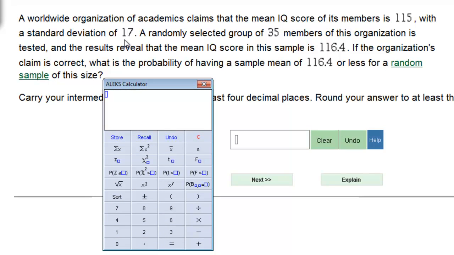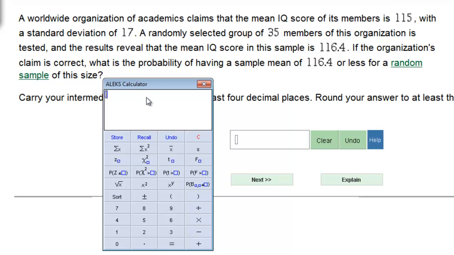With a standard deviation of 17, a randomly selected group of 35 members of this organization is tested, and the results reveal that the mean IQ in this sample is 116.4. If the organization's claim is correct, what is the probability of having a sample mean of 116.4 or less? All right, so they're claiming their mean is 115. They want to know what's the probability of this happening or less.